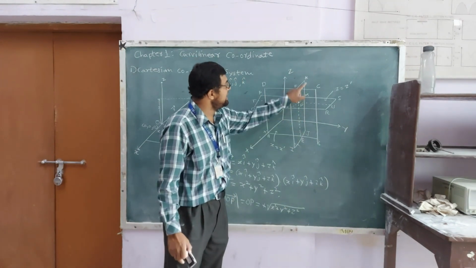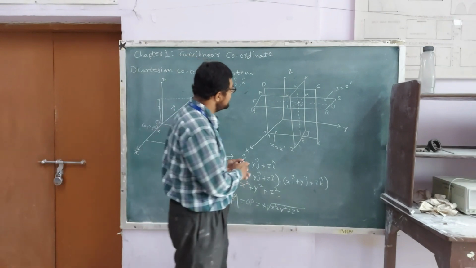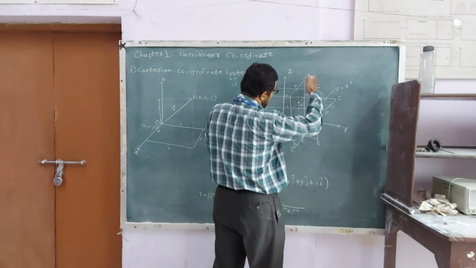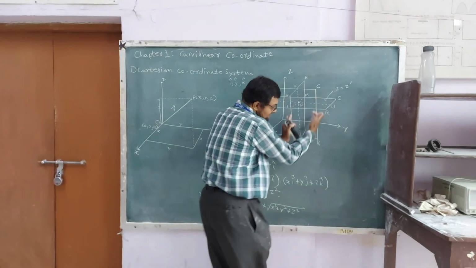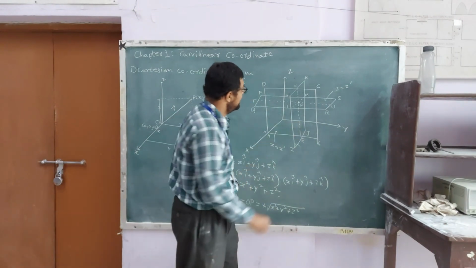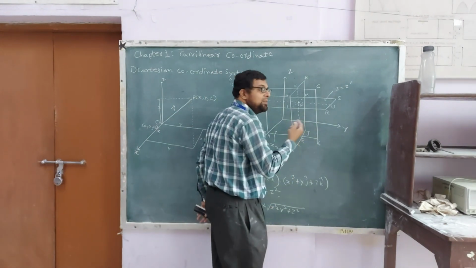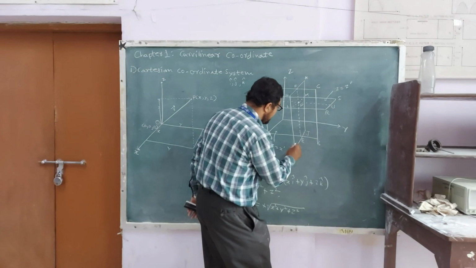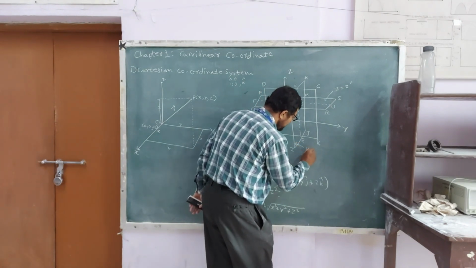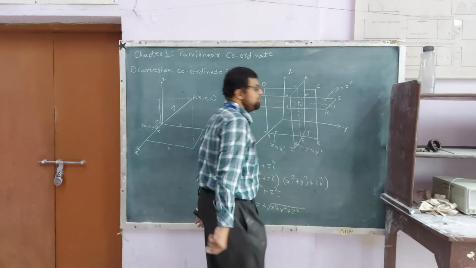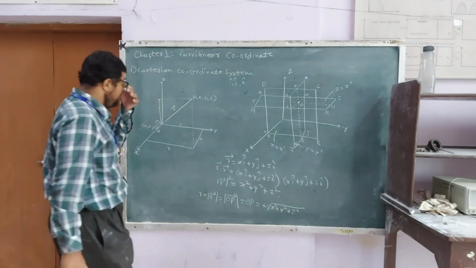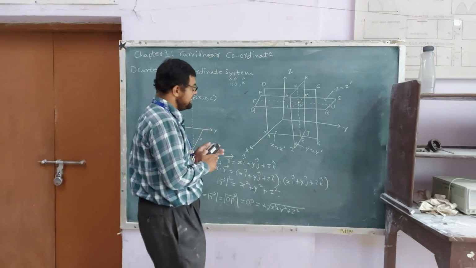And this another plane is nothing but what? H, I, J, K. This plane is like this. So it cuts our y axis somewhere here. That is nothing but we can call it y prime, and therefore this plane is nothing but what? Y is equal to y prime plane. So these are the three different planes.